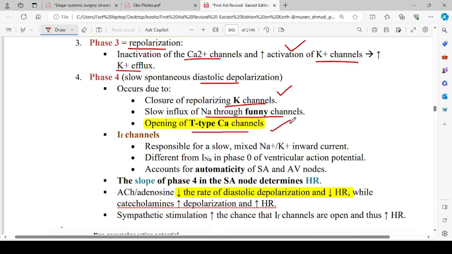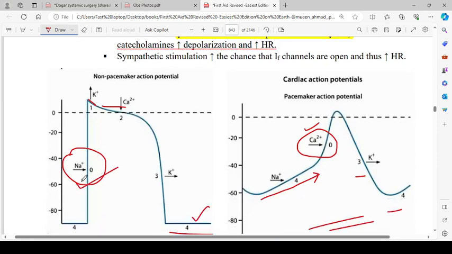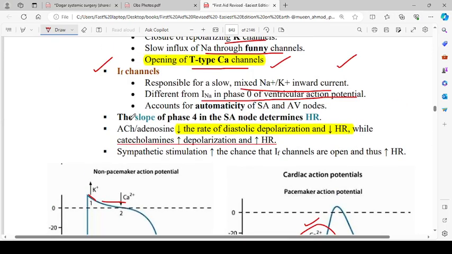Then we have IF channels, which are the funny sodium channels. They're responsible for the slow mixed sodium-potassium inward current, different from INa in phase 0 of the ventricular action potential. These cells are different from the sodium channels which allow the sodium in during phase 0 of the myocyte action potential. These IF channels are inhibited by ivabradine and account for automaticity of the SA node and AV node.